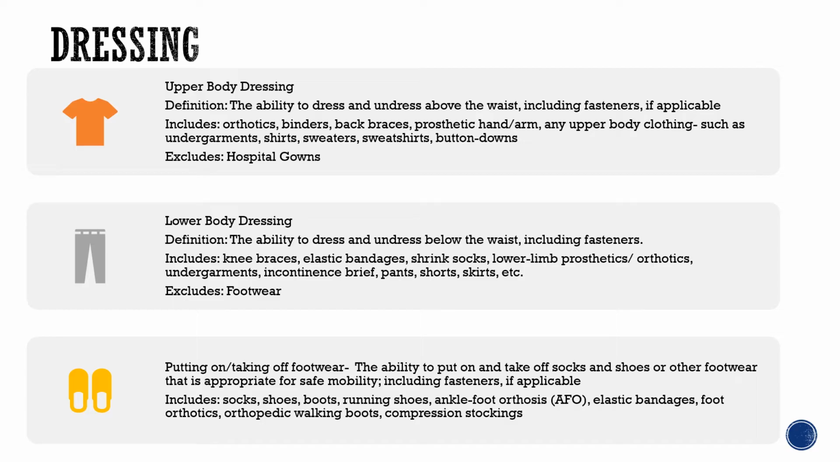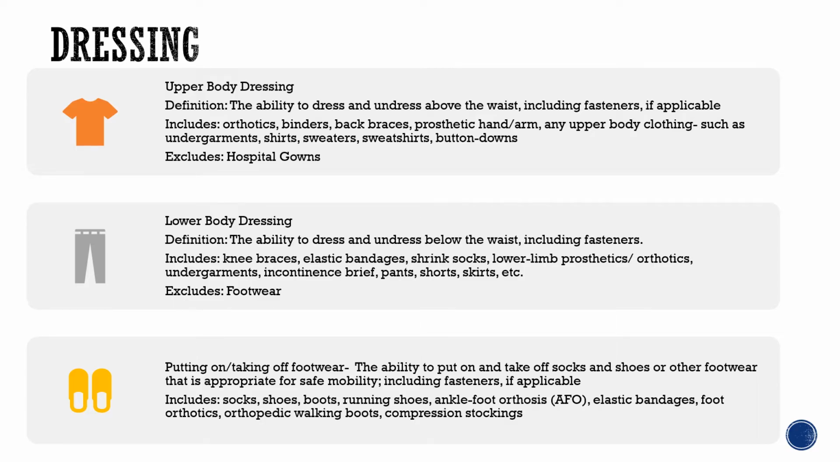Upper body dressing is the ability to dress and undress above the waist, and this includes fasteners, like buttons, snaps, or zippers if applicable. It also includes some non-typical clothing items, such as orthotics, binders, back braces, prosthetic hands and arms, and of course any upper body clothing, like undergarments, shirts, sweaters, sweatshirts, and button-downs, and even pajama tops. What it excludes is hospital gowns. So if you're just putting a hospital gown on somebody, it does not get included in upper body dressing.